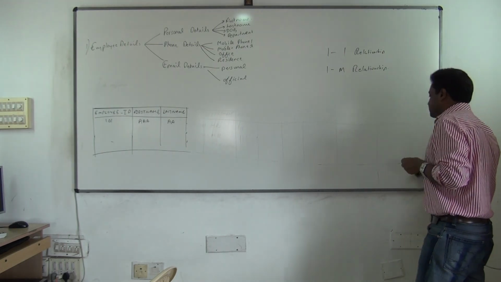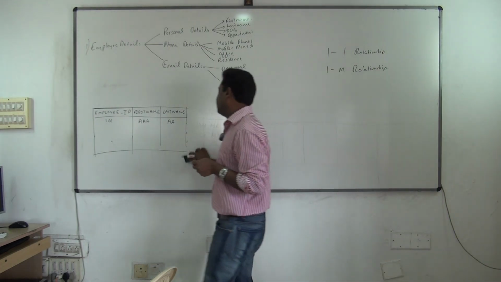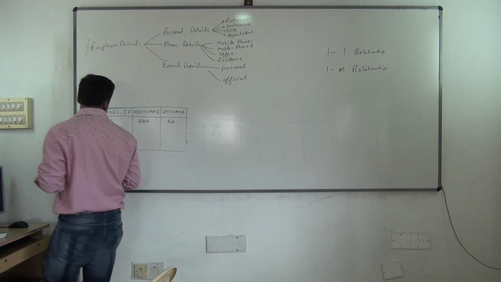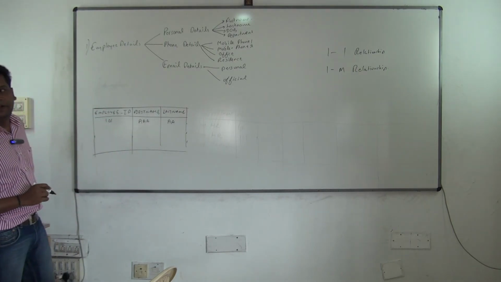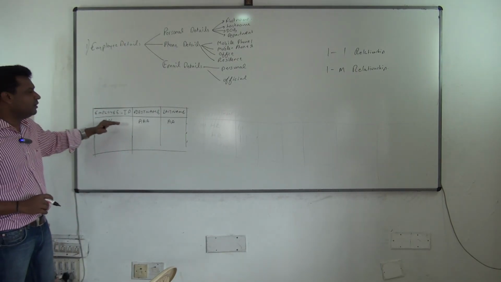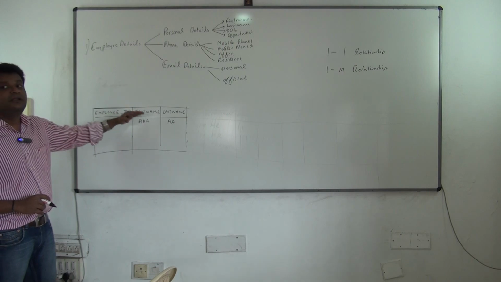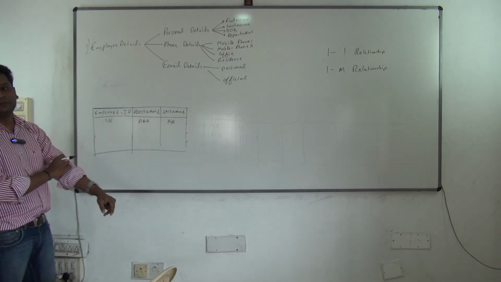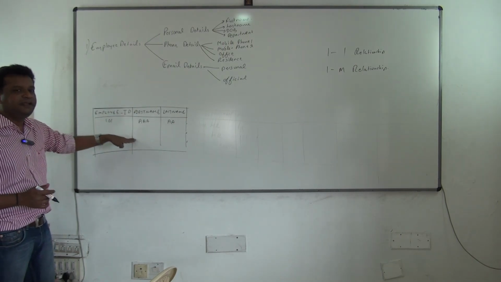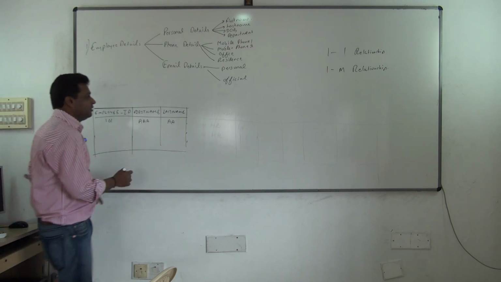Next, I'll have a very simple table. What is 1 to 1? We maintain it in a single table. He'll have only one first name and only one last name. Nobody will have two first names. So 1 to 1 we maintain in the same table. Fine. Now what is many?